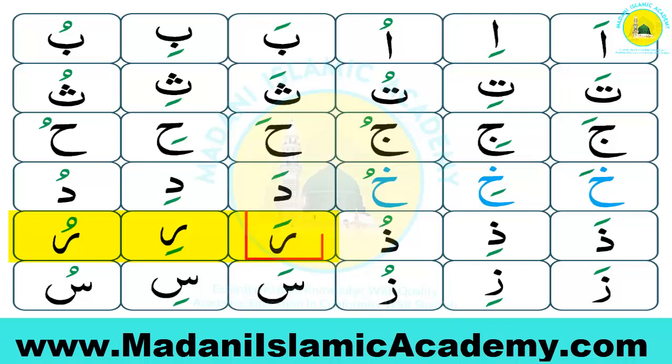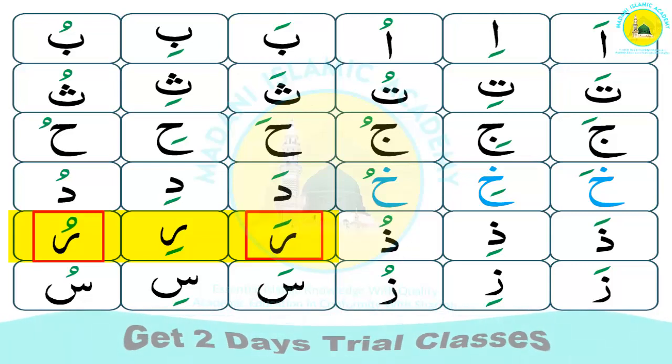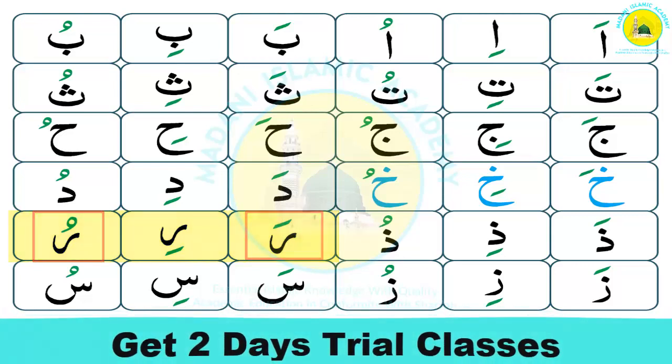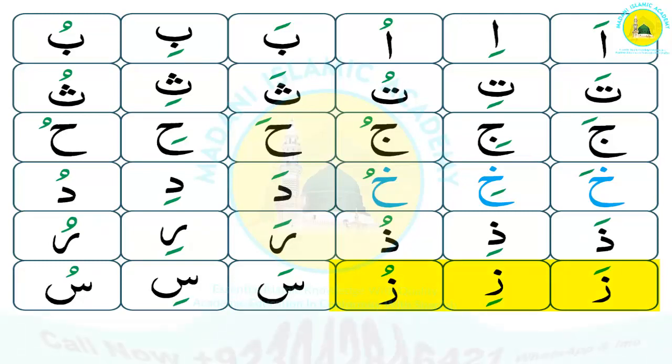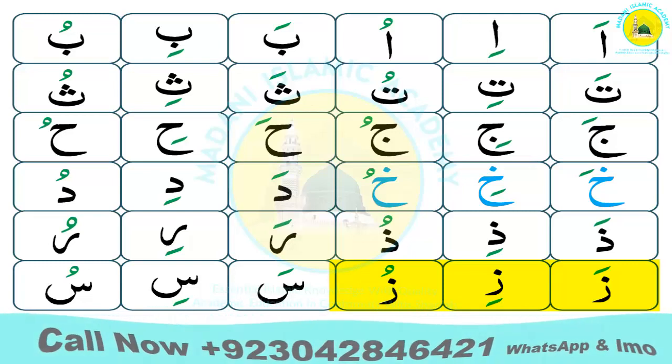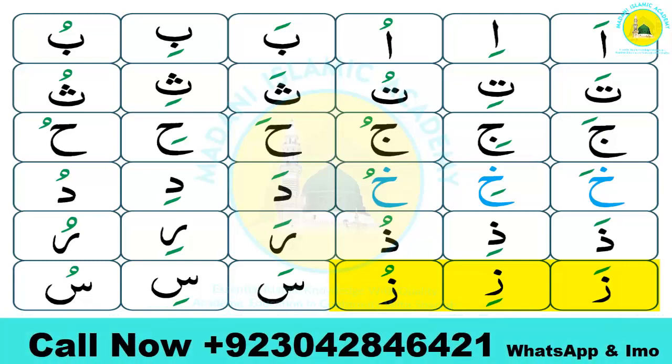Remember, when ra has a zabar or a pesh, you have to read it with full mouth. Next one, za zabar za, za zir zi, za pesh zu, za, zi, zu.